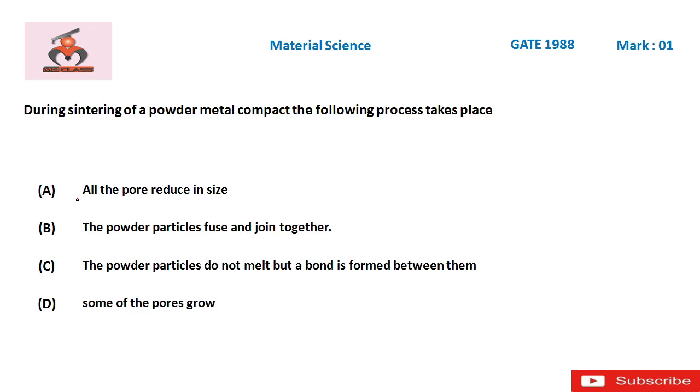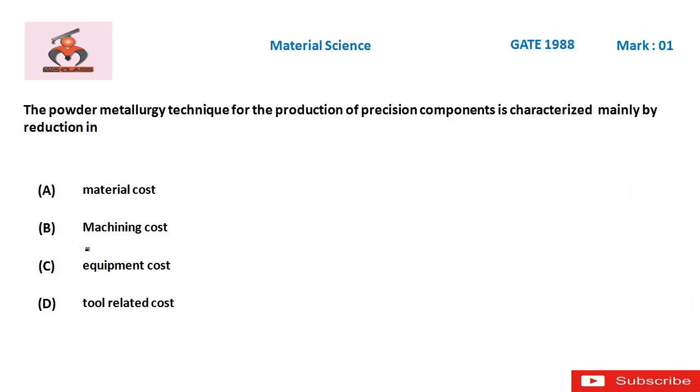So during the sintering process, when the product is heated to high temperature, the liquid added in the mixing process will get evaporated and the bond formation will take place between the powder particles. So the correct answer is C. The powder particles do not melt, but a bond is formed between them.